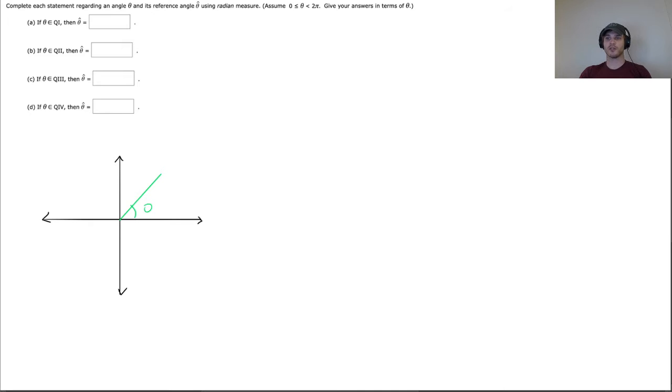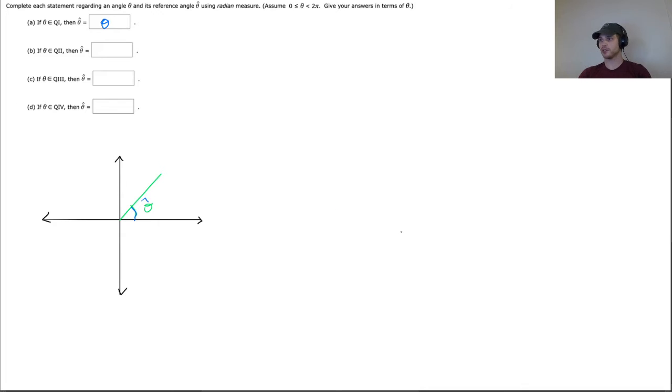This is theta. So the definition of a reference angle is the angle that goes to the closest x-axis, and not the closest positive x-axis. If you're in the second or the third quadrant, you would go to the negative side of the x-axis. So the closest x-axis from here, if we make this into a blue color, is actually the same angle. It's theta hat. So theta hat is actually equal to theta.